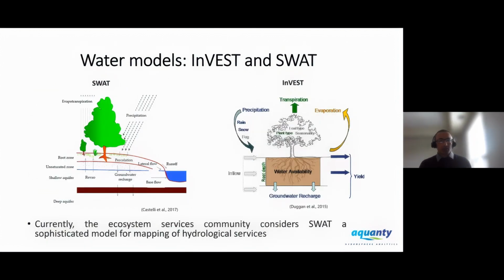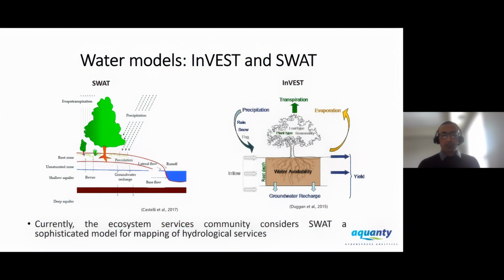SWAT is basically a water model which can map a number of fluxes, and at the same time it can compute the water quality and water quantity at a watershed scale. However, if you look at the InVEST model, that is a simple tool, and it can map water over an annual cycle using a simple water balance technique. The ecosystem services community thinks that the SWAT model is a sophisticated tool, therefore they are more inclined towards SWAT. However, both of these modeling tools have their weaknesses and strengths.